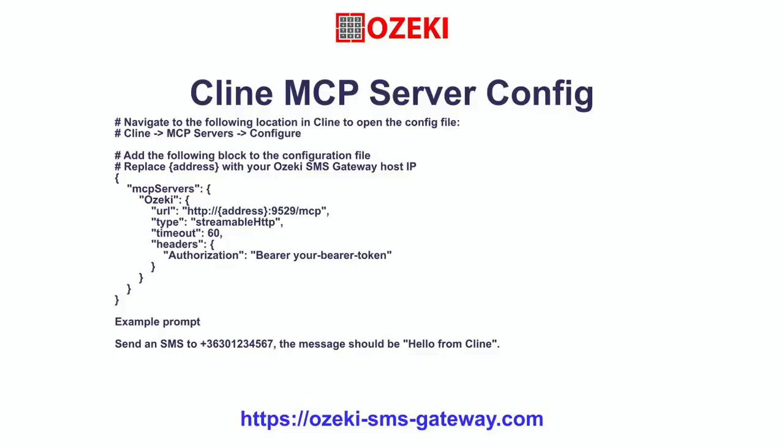To configure the MCP server in Cline, navigate to the MCP server section and open the Configure tab to edit the JSON configuration file. Add the Ozeki server entry with your gateway address and API key, then save the file to complete the setup.